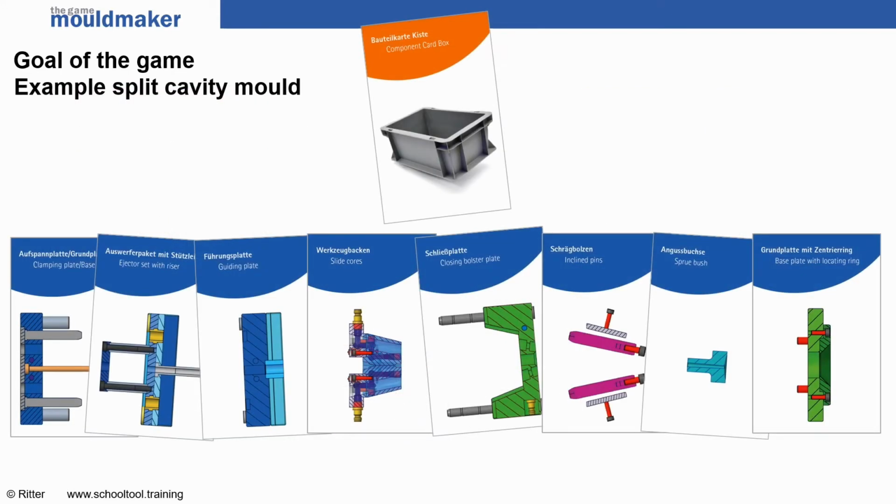The goal of the game is that you draw one of the component cards, and here, for example, this is a box. This box can only be produced with a split cavity mold. And so with these 8 cards, a split cavity mold can be built. This is how you do it, and you have to do it in the right order, starting at the ejector side on the left and ending at the sprue side with the base plate and the locating ring on the right.